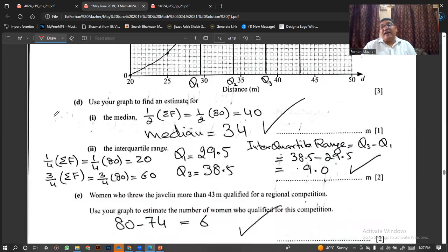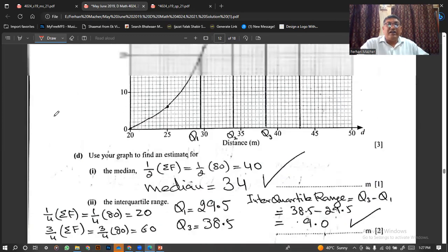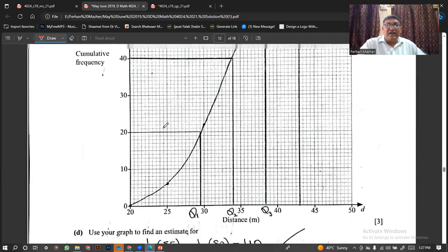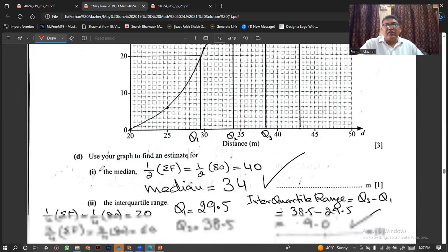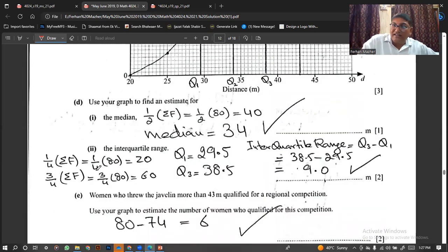For the first quartile, I will take 1/4 of the total frequency. That is 1/4 of the 80. That is 20. I will check 20 on the y-axis. And from there, I will go to the graph, check the value here. It is something like 29.5. So the Q1, the first quartile is 29.5.